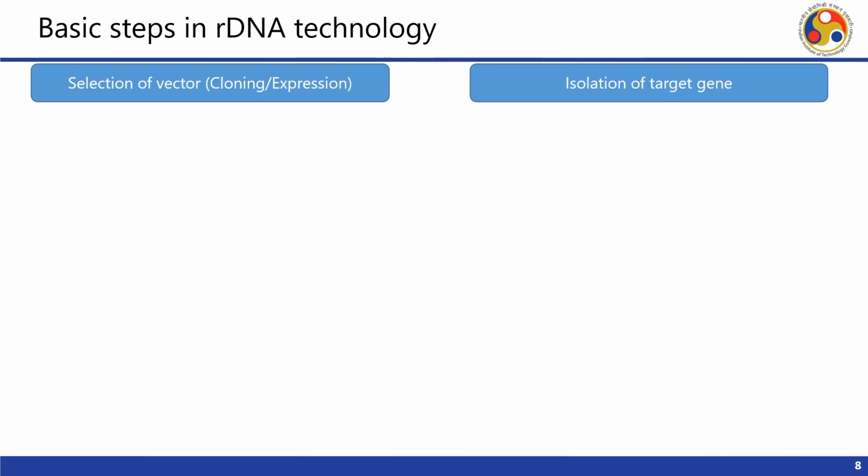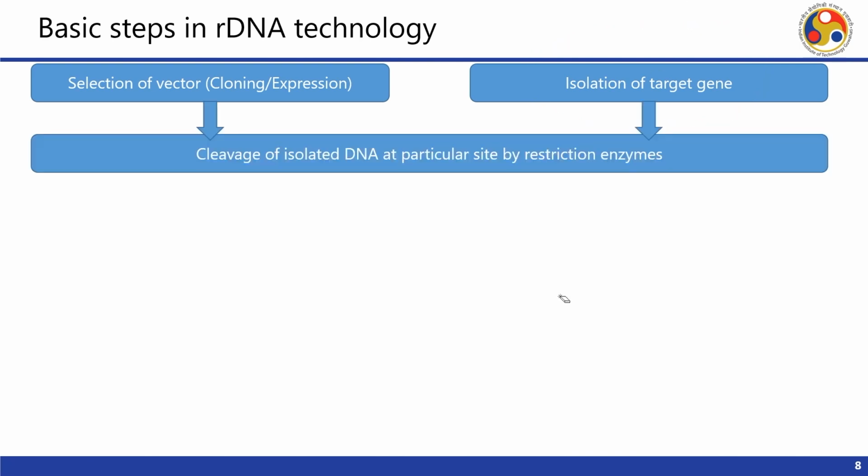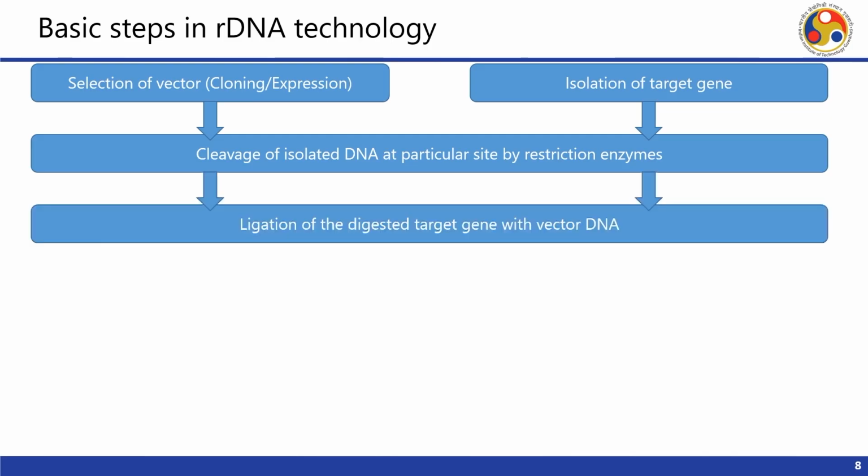We have to go for selection of vector. It may be a cloning vector or it may be an expression vector. On the other hand, we have to also think about isolating the target gene. Then we go for cleavage of the isolated DNA at a particular site by restriction enzyme. We make a cut in the vector, and we also need to digest the DNA chromosome where our gene of interest may be lying. So, this we have already briefly described in the general scheme.